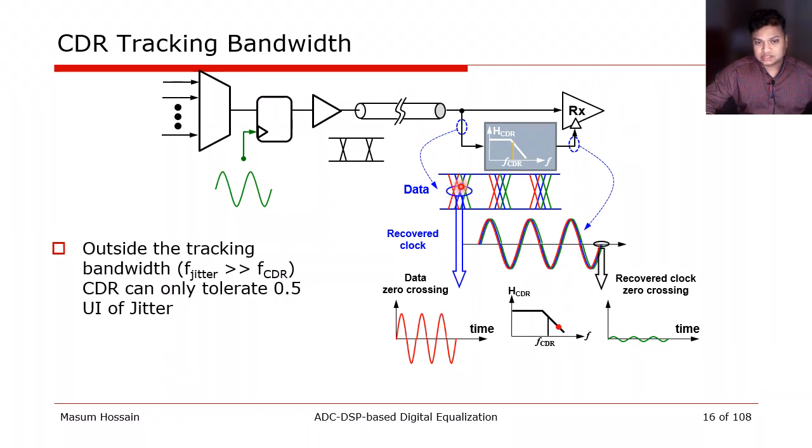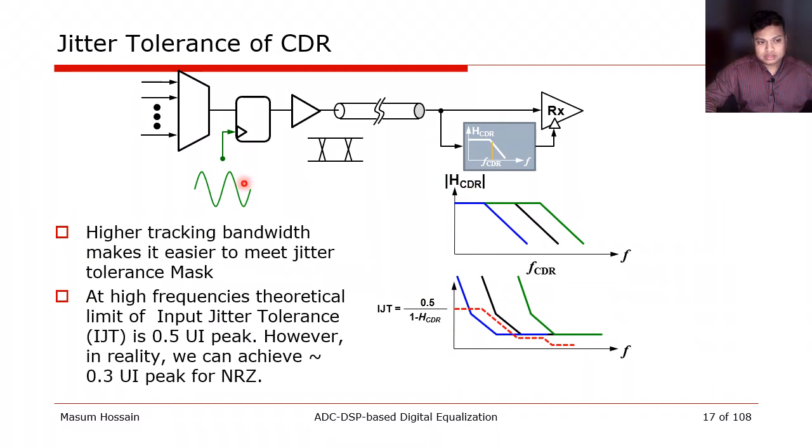However, as this jitter frequency is increased, we are outside its tracking bandwidth. Therefore, the CDR won't track the input jitter and it will be parked at the middle of the eye. Therefore, I can tolerate only half a UI of jitter in this case. Since some amount of jitter must be present in the transmit clock, the link has to still remain error-free.